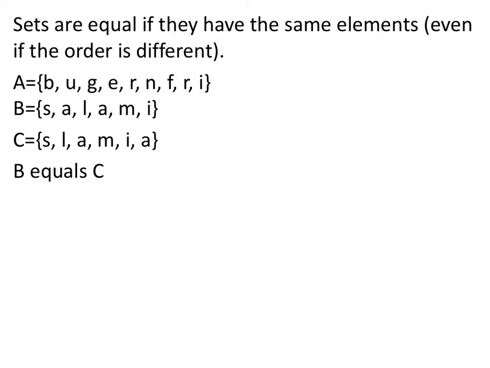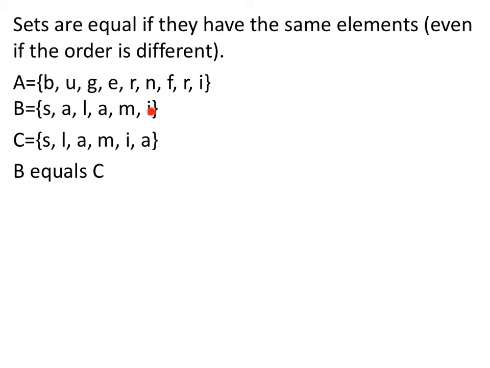So this one, sets are equal if they have the same elements, even if the order is different. So we got, this would be set A right there. Looks like it's burger and fry. Oh, it's too early to be talking about food like this. Set B is, I guess, salami.